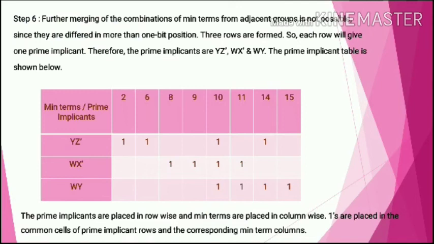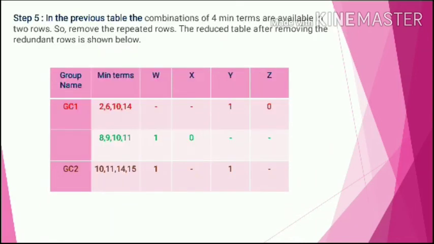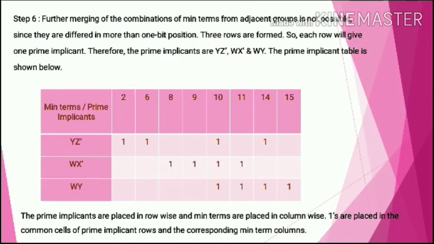So the prime implicants are placed row wise and minterms are placed column wise. Ones are placed in the common cells of prime implicant rows and the corresponding minterm columns. See y z dash. Look at the previous table. Y z dash: the minterms are 2, 6, 10, 14. So put 1 in the places 2, 6, 10, 14.